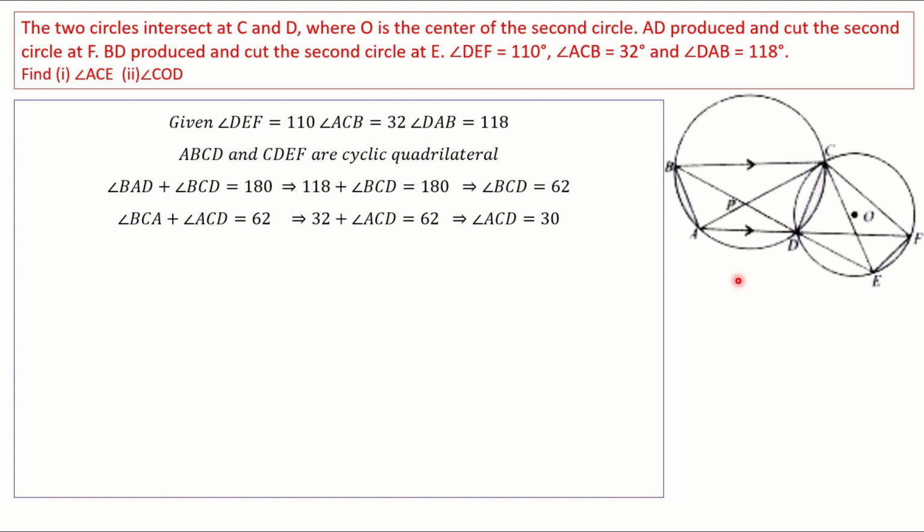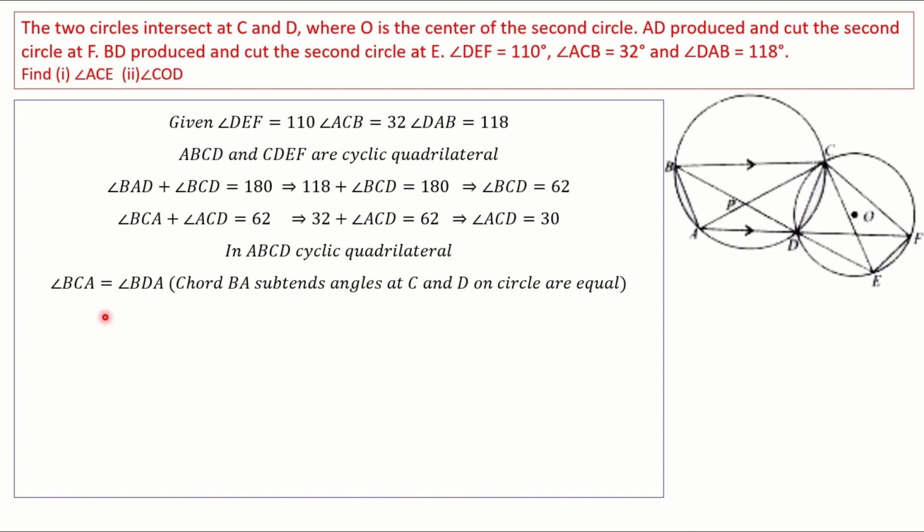We are trying to find ACE basically. So we have this angle, we have this angle, we need to find this angle now. If you find DCE, we are done, right? You sum ACD plus DCE, then we are done.